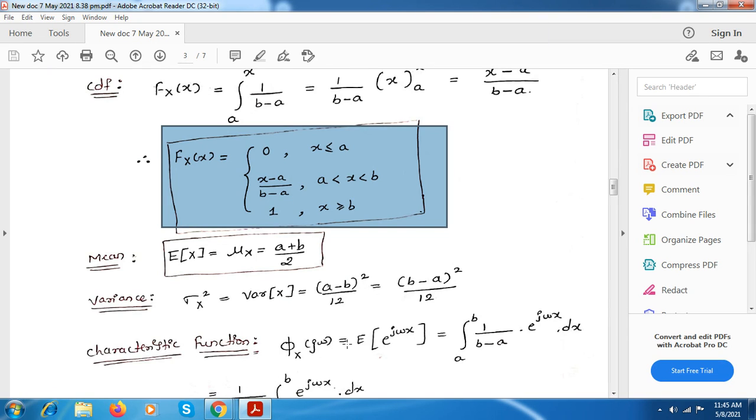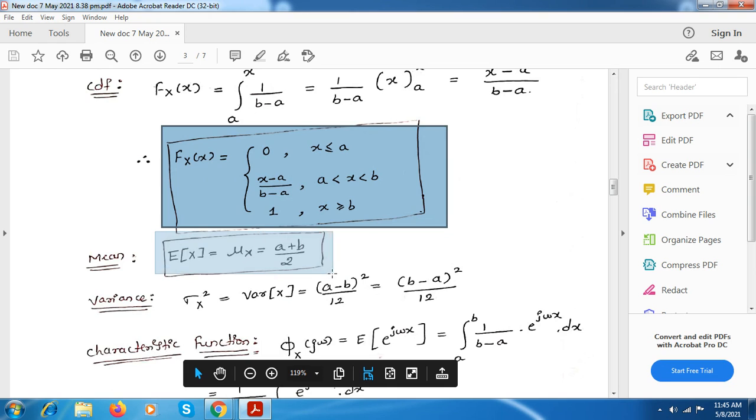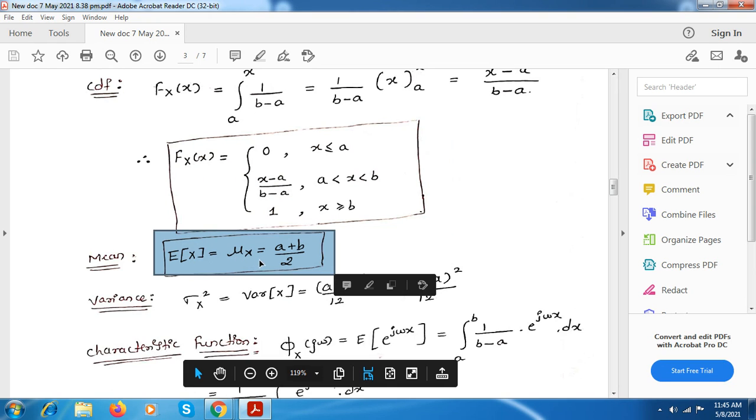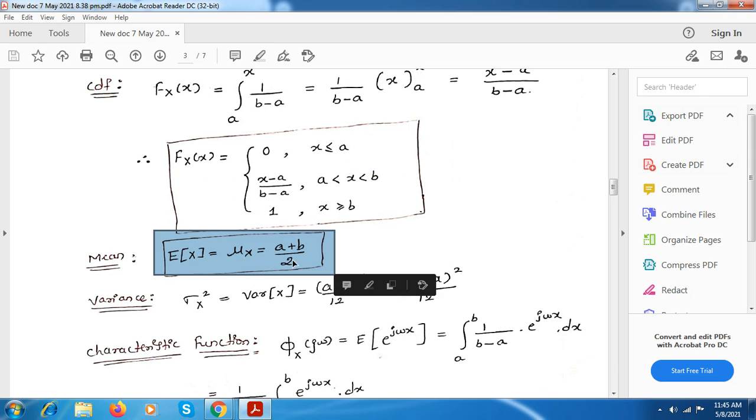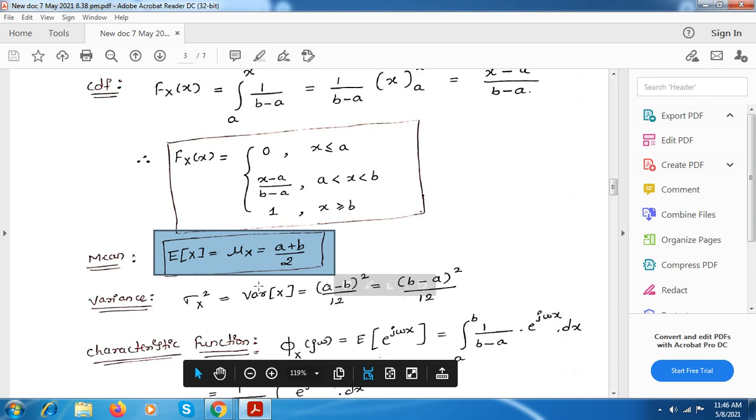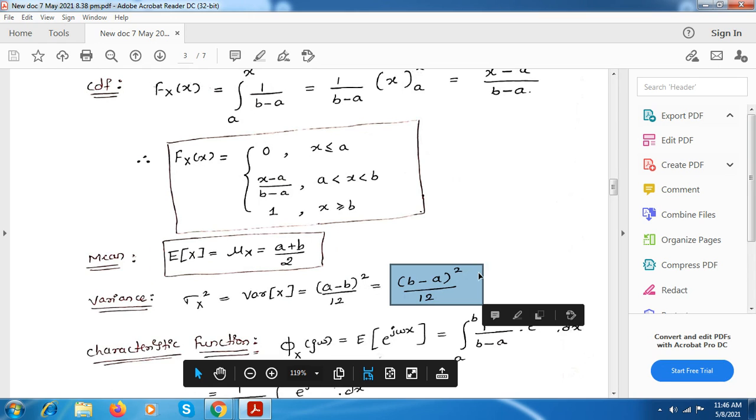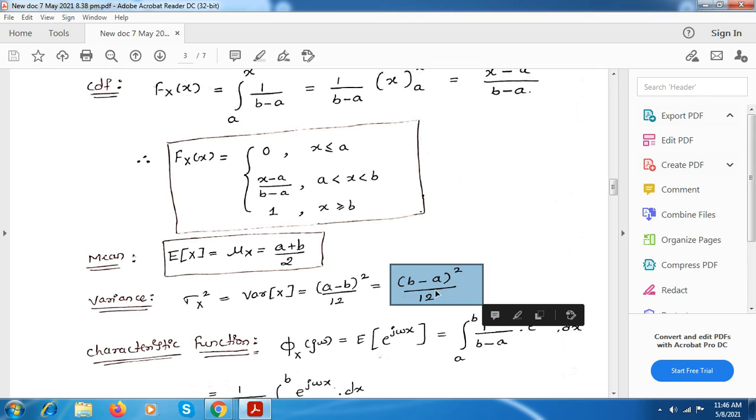Here also we have to find the characteristic equation for this uniform distribution. Before that, we will just see the formulas for mean, that is E of x is equal to mu x, that is a plus b divided by 2, and the sigma square, that is variance, is a minus b the whole square, or you can write it as b minus a the whole square. As it is whole square here, you can write it as a minus b or b minus a according to the values of a and b.